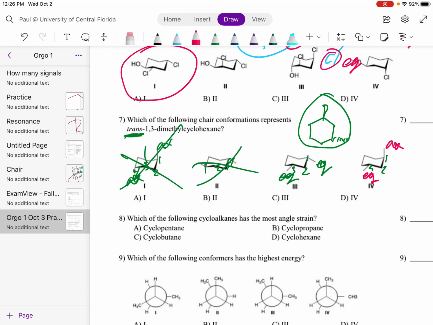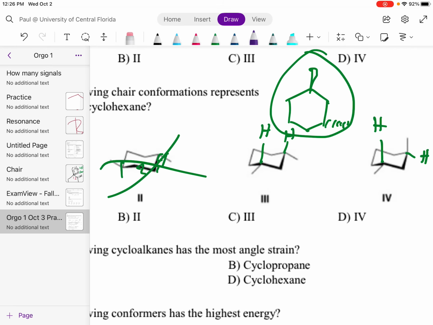Now, does that tell us if they're cis or trans? Not necessarily. So let's take a look at it this way. We have a hydrogen coming off of there and a hydrogen coming off of there like that. Another hydrogen and an equatorial hydrogen there. I'm drawing in the hydrogen so we can see a little bit better, because we need to figure out those substituents if they're up or down. So this equatorial bond right there, that is down.